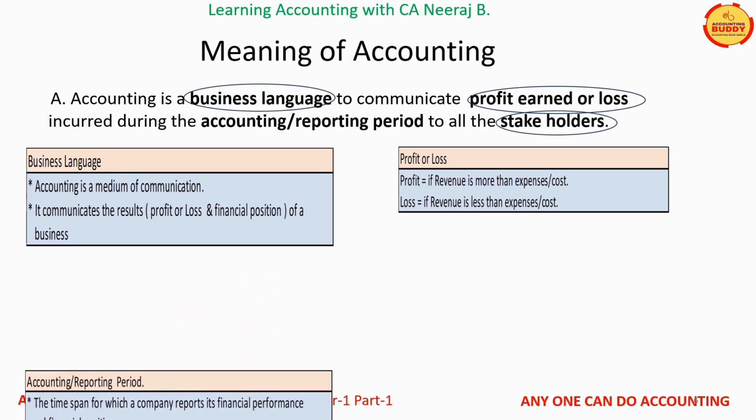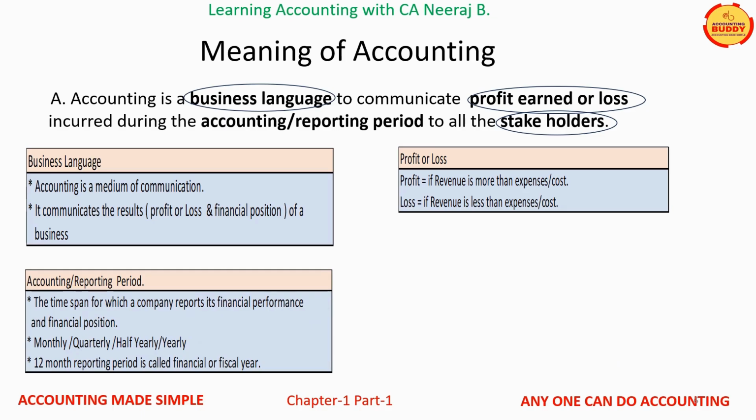Another important term which we must understand at this stage is the accounting period or the reporting period. Accounting period or the reporting period is the time span for which a company reports its financial performance and financial position. It could be monthly, quarterly, half yearly, or yearly. A 12 months reporting period is called the financial year or the fiscal year.